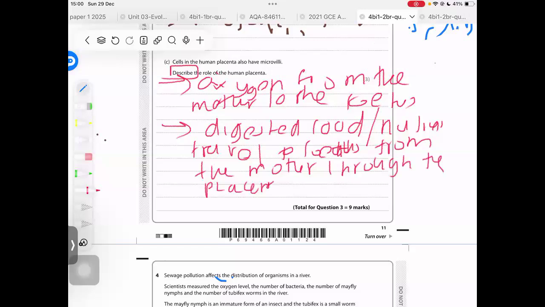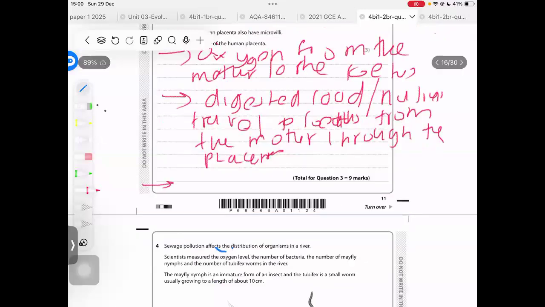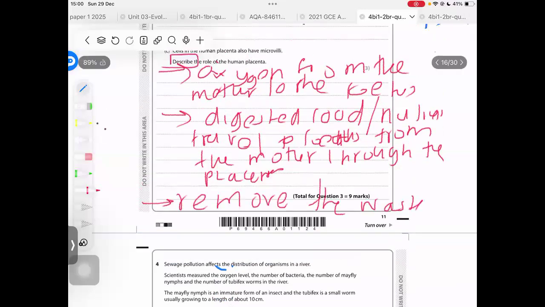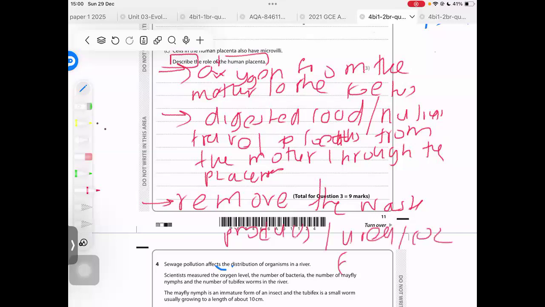Also, the placenta is needed to remove the waste products, so you can write that down also. Remove the waste products. Now, when I was explaining, there was a very big content about the umbilical arteries and veins, but they are not referring to that. They're just asking for the role of the human placenta, so you just have to mention what is being done. It removes the waste products. If you want, you can be specific and write down urea and carbon dioxide from the fetus to the mother.